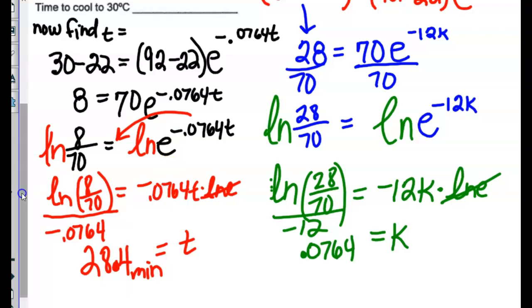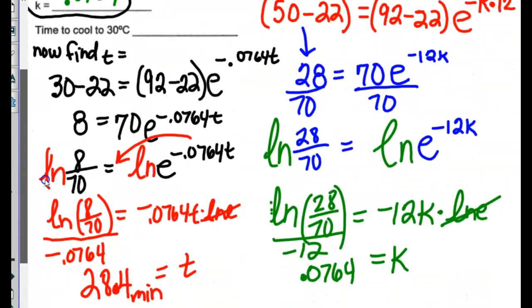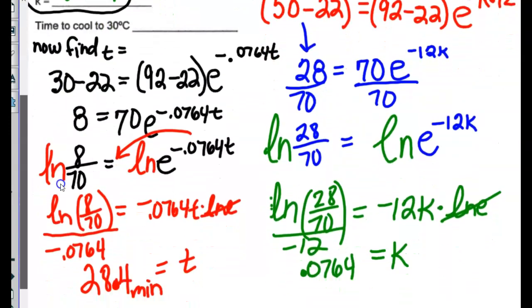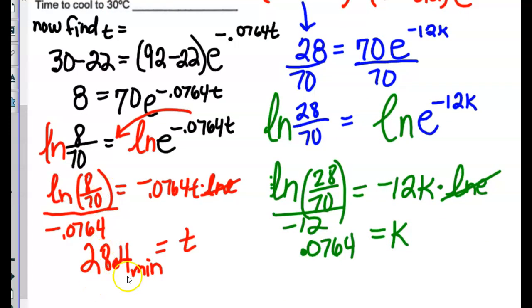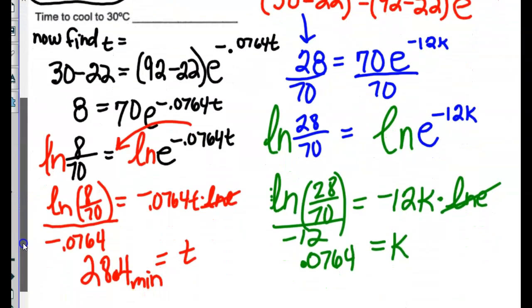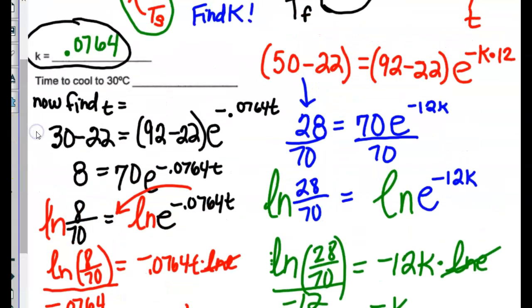So maybe that's the coldest you like to drink your coffee, or maybe it's the temperature you like to drink it at. You know, you can have 28 minutes till it cools down to drinkable, or more likely it's 28 minutes till it's too cool for you to like to drink it, right? Something like that. So the time it takes is 28.4 minutes. Let me go back and fill that in.